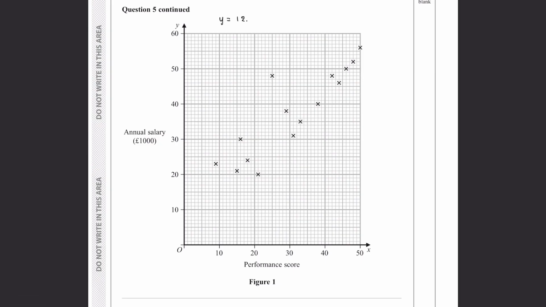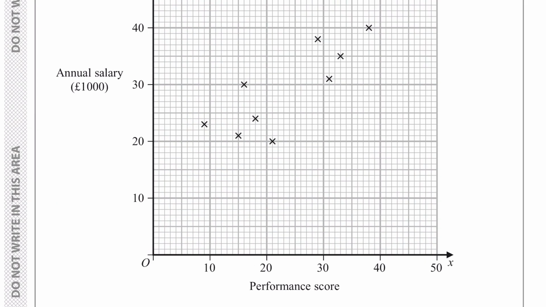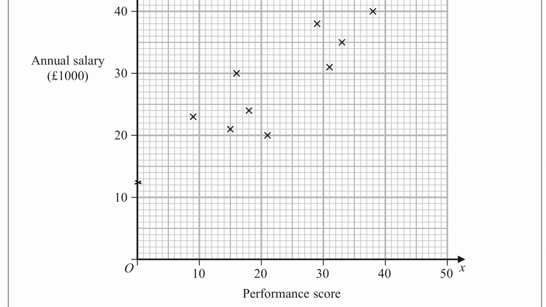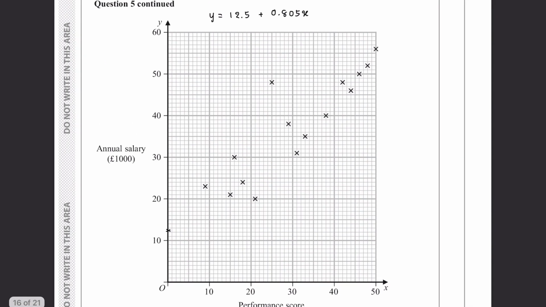y is 12.5 plus 0.805x. Now you can see that when x is 0, y is 12.5. So we can label 12.5. And then you can substitute x equals 50. If x equals 50, y will be 12.5 plus 0.805 times 50, which is 52.8. So 50 and 52.8 will be around here, almost at 3.